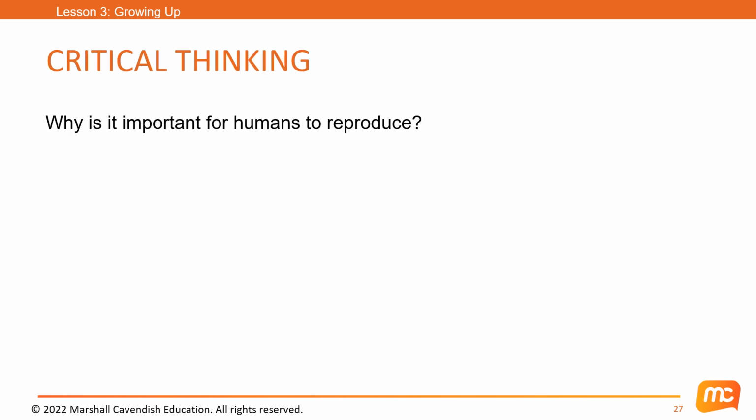Now, this one is critical thinking again. Why is it important for humans to reproduce? To answer this question, you can open page 32 of your student's book, and maybe you can get into groups, students with students, to share your common feelings and concerns about puberty, and maybe you can even carry out research to find answers that can address such feelings and concerns.